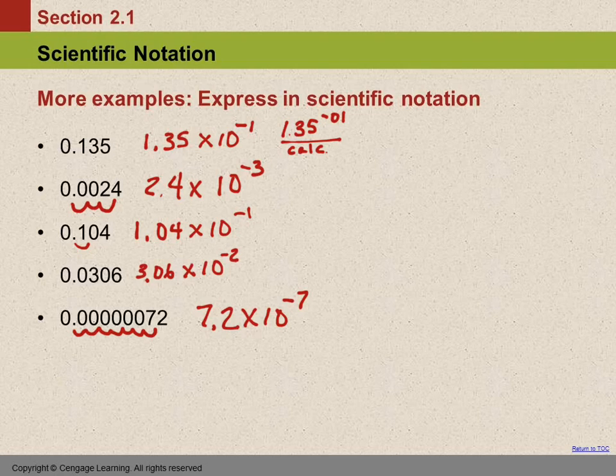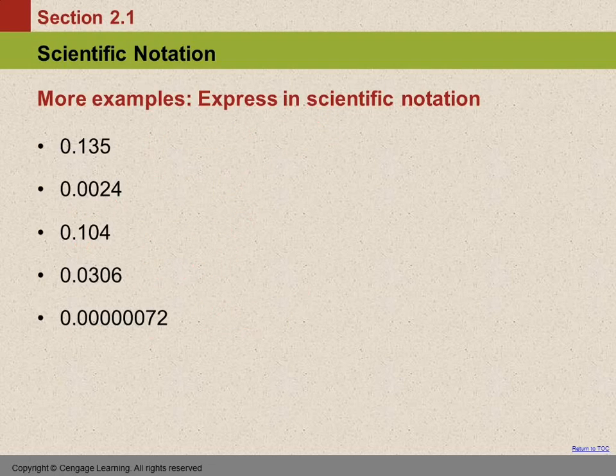Okay? We are going to use scientific notation, and it is important that you understand what it means. If you see a number in scientific notation and it has a negative exponent, that means it's a small number. If it has a positive exponent, it's a big number.